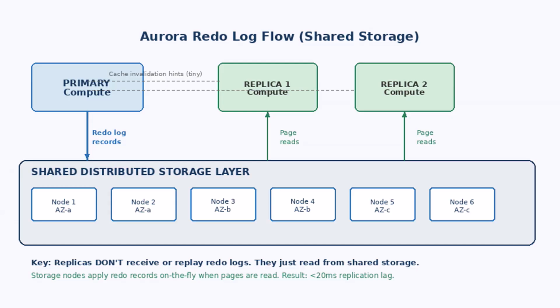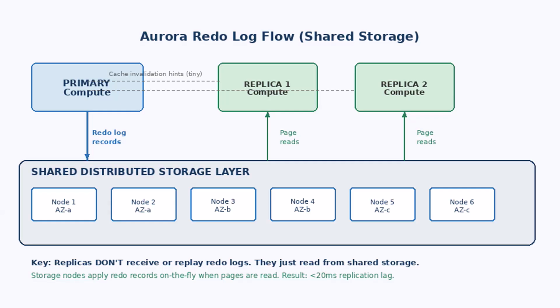In standard RDS, the compute layer does replay work. In Aurora, the storage layer does it. Replicas just read from shared storage. The primary sends only tiny cache invalidation hints. Lag drops from seconds to under 20 milliseconds. The storage quorum: writes need 4 out of 6 nodes, reads need 3 out of 6, keeps availability high without giving up consistency on the primary.